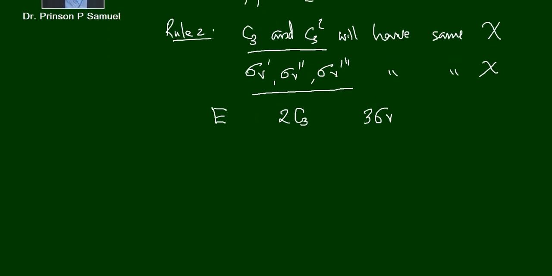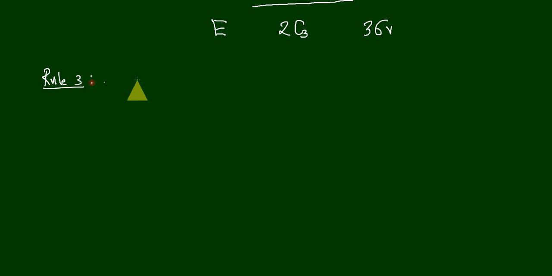Now let us go to rule 3, and rule 3 is about the dimensionality. Rule 3 derived from the great orthogonality theorem speaks about the dimensionality.